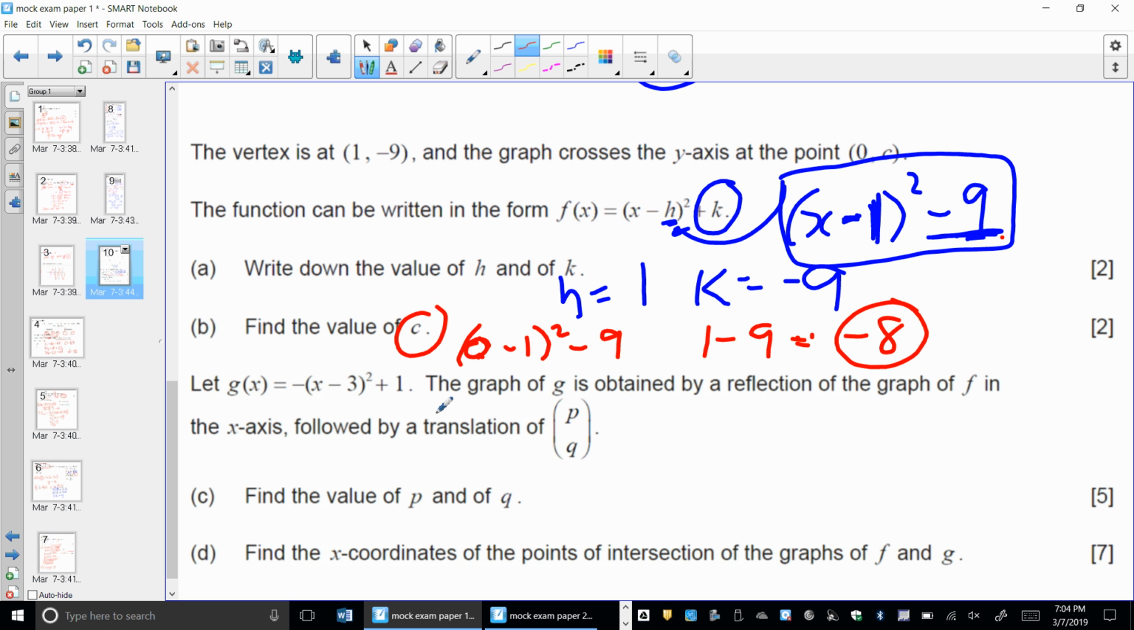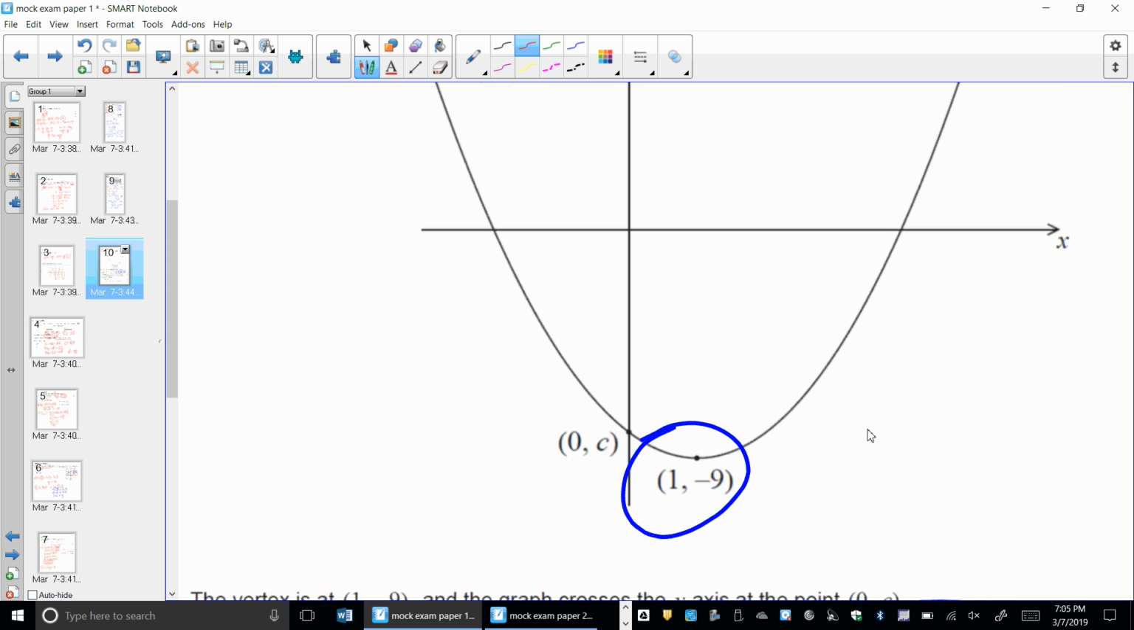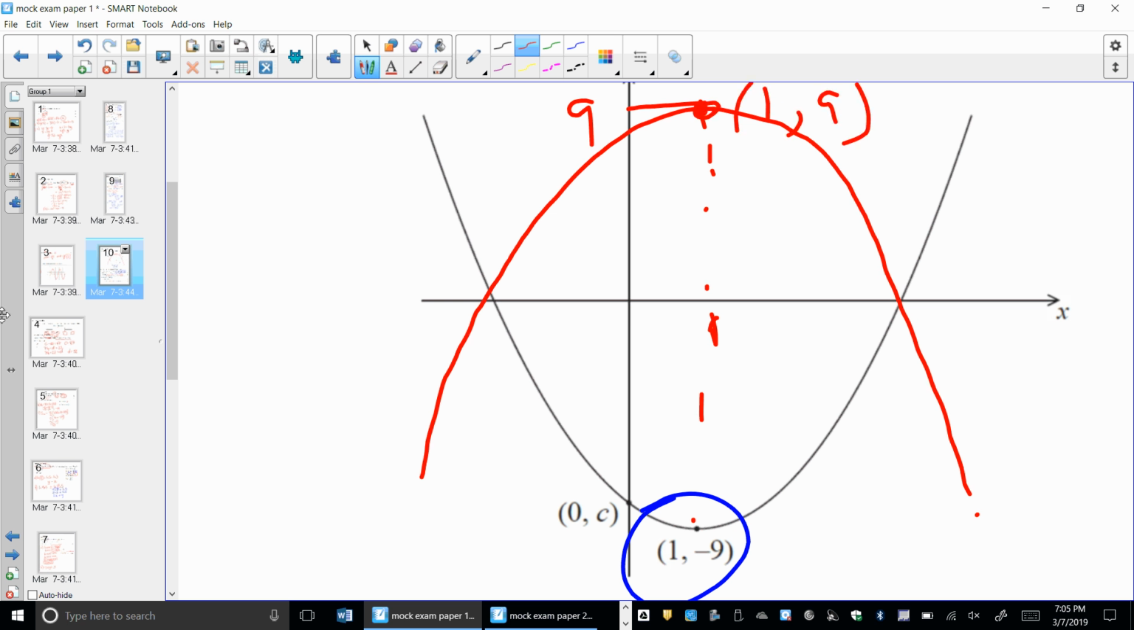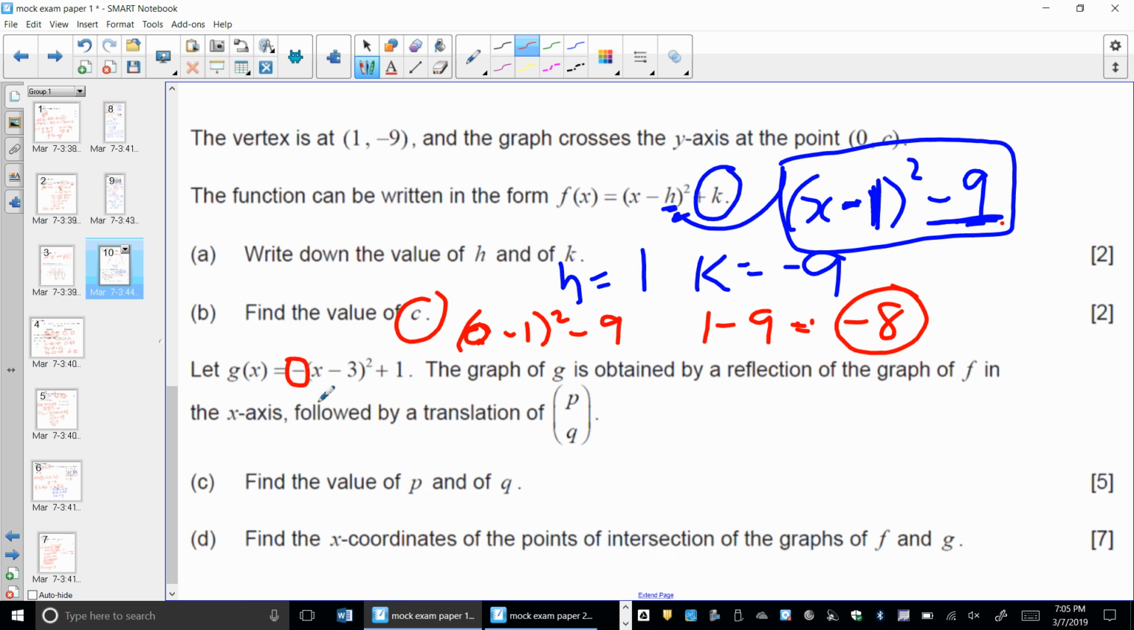The graph of g is obtained by a reflection of the graph of f followed by a translation. So they've said it's reflected. So let's now imagine that. So this is now the coordinate 1, 9. Okay, so this is now 1, positive 9, having been reflected, and the reflection is shown by this here.